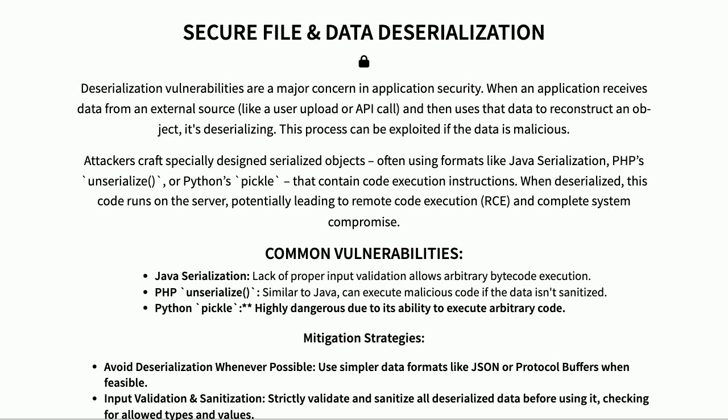The good news is there are ways to protect ourselves. We can often avoid deserialization altogether by using simpler formats like JSON or protocol buffers. If we do need to use it, rigorous input validation and sanitization are key, along with choosing safe serialization libraries and disabling the feature when it's not necessary. Understanding these vulnerabilities and our mitigation strategies is crucial for building secure applications.